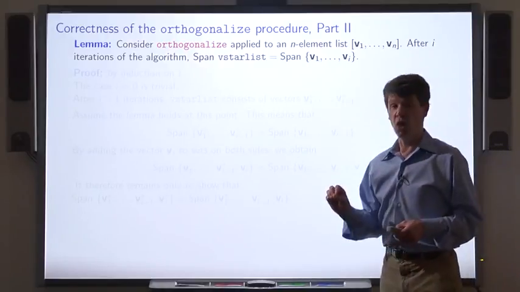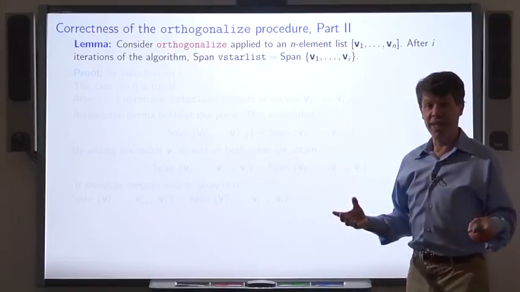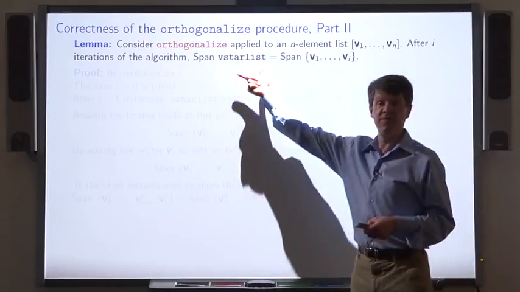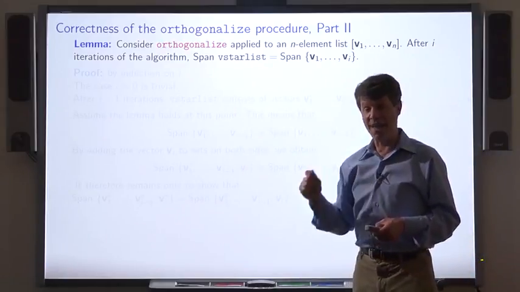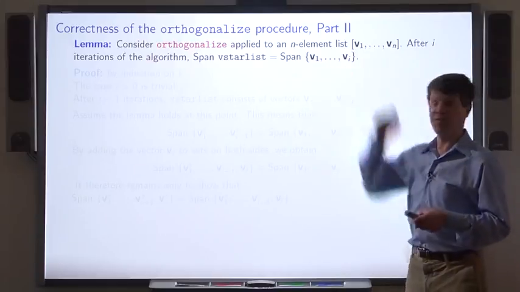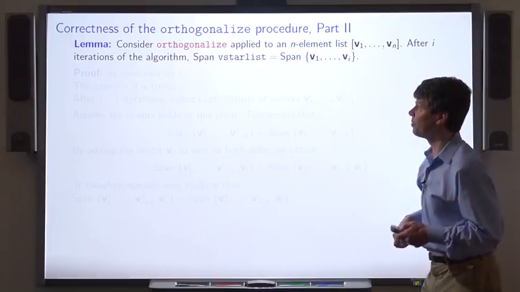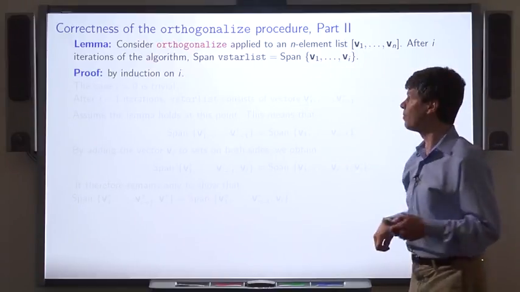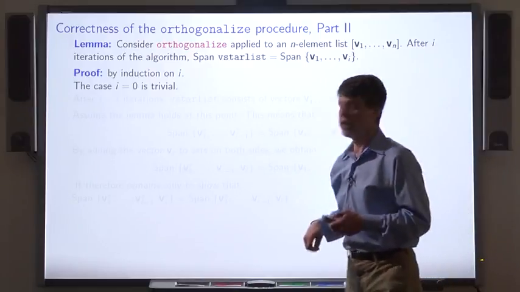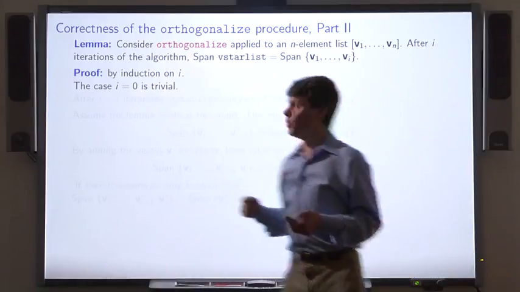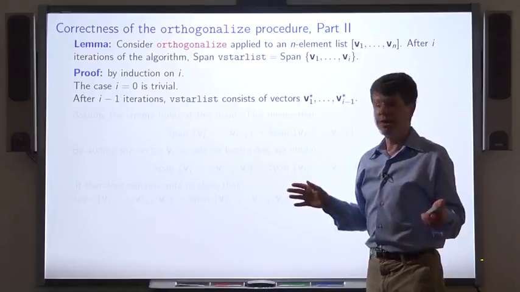But what we need to show is that after i iterations of the algorithm, the span of the vectors in vstar-list at that point equals the span of the first i vectors in v-list. And we use induction. The case i equals 0 is trivial. So we do the induction step.